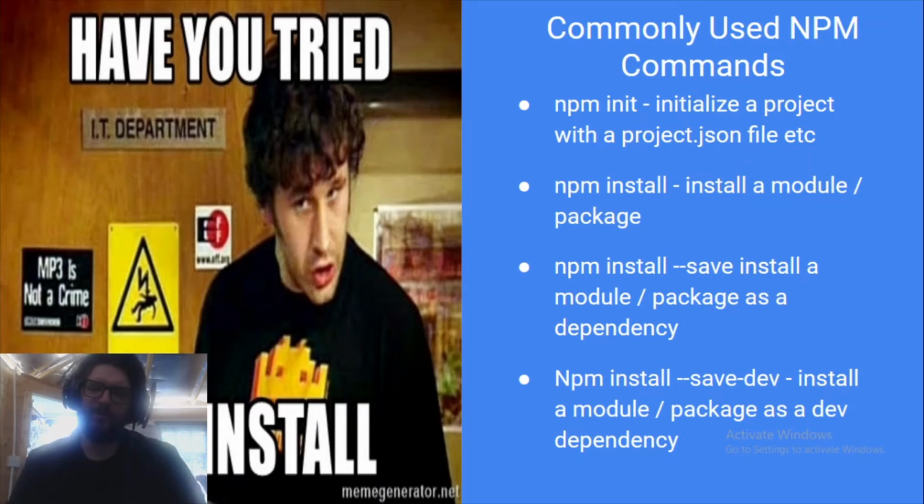With npm install, we can also add flags like save, which installs the module package as a dependency. And there's also save dev, which you can use to install a module package as a dev dependency, so if we want it to just be in our development build, not the production build. There are more as well. You can also install things globally, but that's not really important for this tutorial.